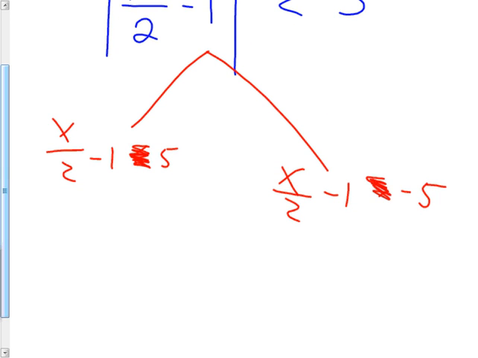Because all I want to do is find my 2 points. I'm going to find some answer for this, and some answer for that. And then I'm going to put them on a number line. And then I'll have to test those regions. Okay, so one thing at a time.